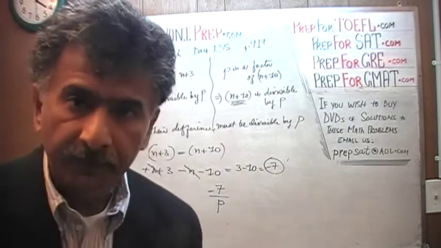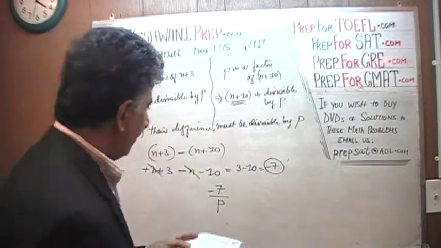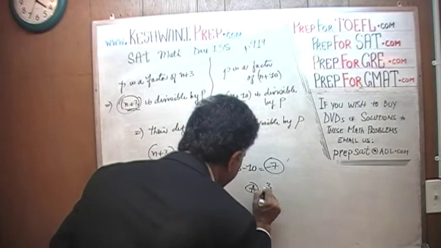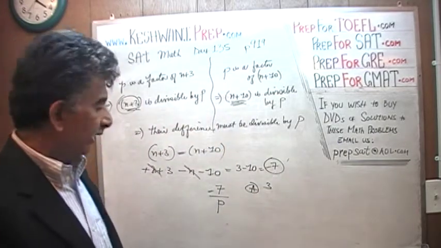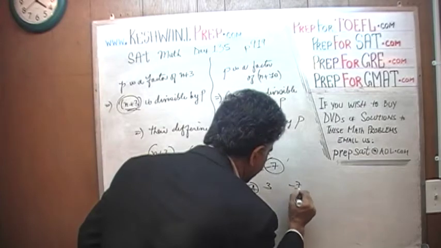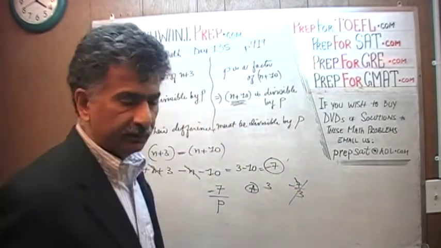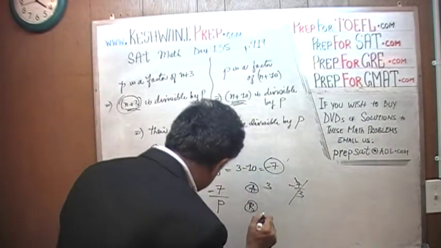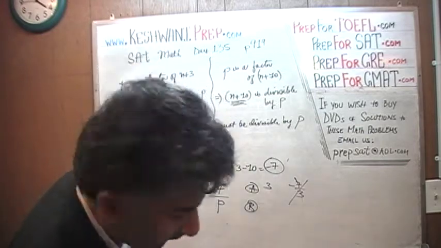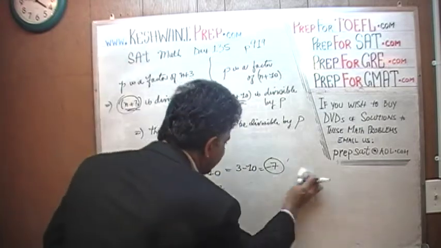Let's find out, shall we? What could be the value of P? Answer choice A says 3. Can it be 3? The answer is no. We cannot divide negative 7 into 3. It doesn't divide evenly. Can it be B? B says 7. B is the right answer.